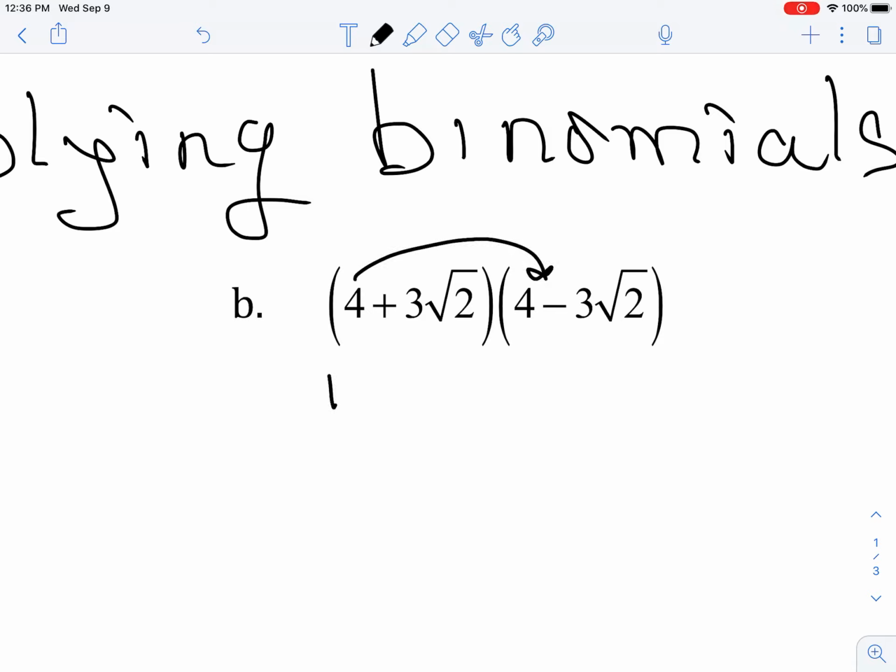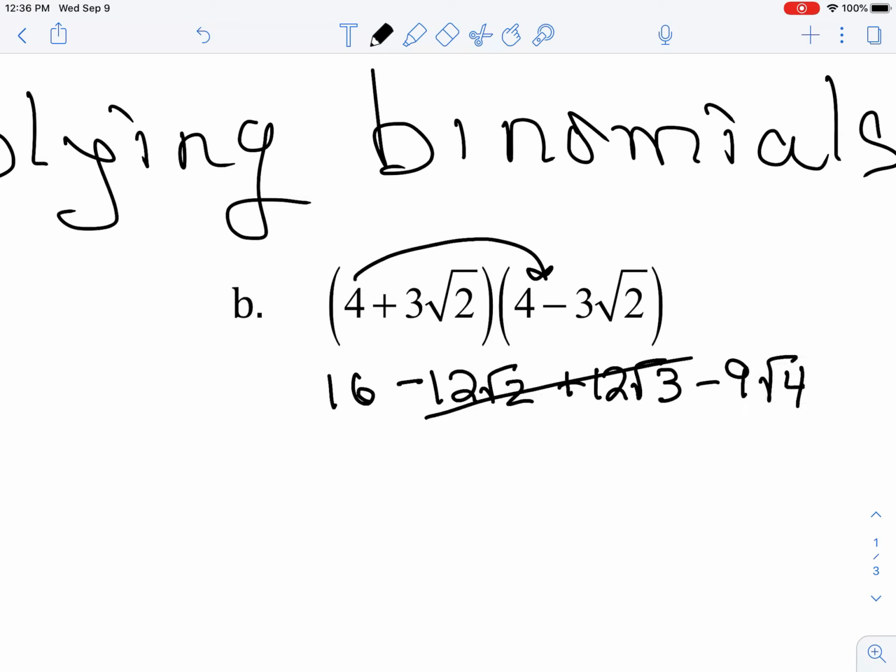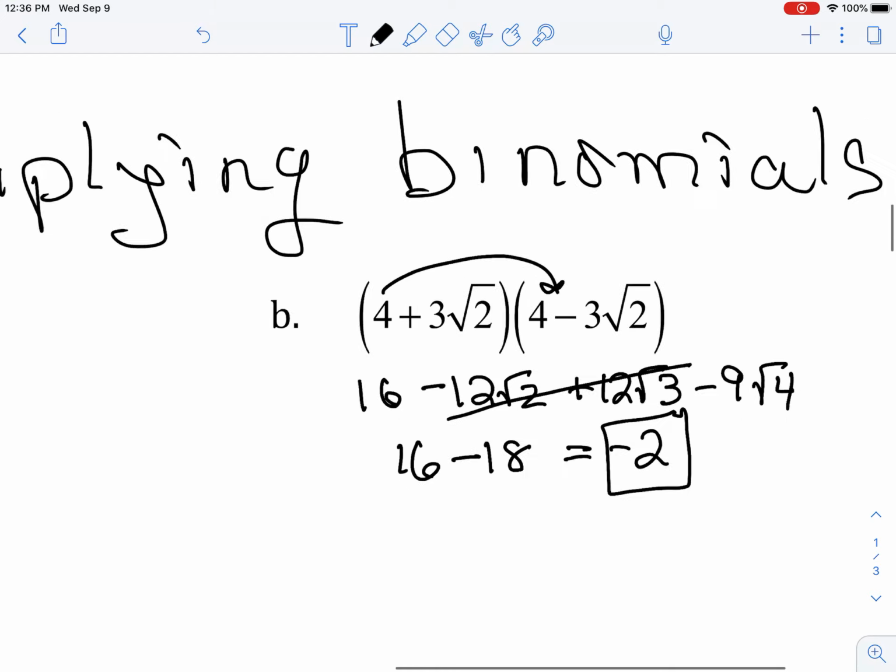So that's going to give us 16 minus 12 root 2 plus 12 root 2 minus 9 root 4. These zero out. 16 minus 18 is a negative 2. And so that should have been the answer that you put in the blank in Edpuzzle.